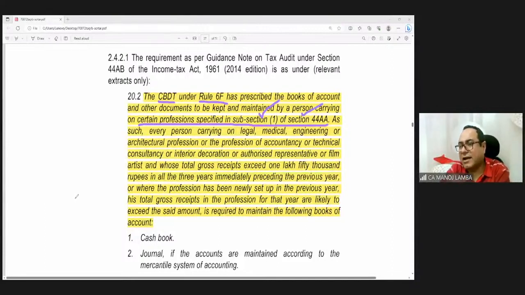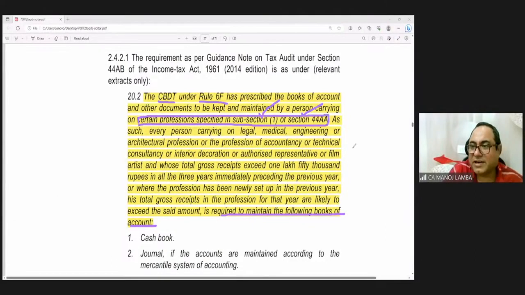As such, every person carrying on legal, medical, engineering, architecture profession, accountancy, technical consultancy, interior decoration, authorized representative or film artist, or whose total gross receipts exceed 1,50,000 rupees in all the 3 years immediately preceding the previous year, or where the profession has been newly set up in the previous year, whose total gross receipts for that year are likely to exceed the said amount, is required to maintain the following books of account. That means books of account are prescribed only in the case of specified professionals.